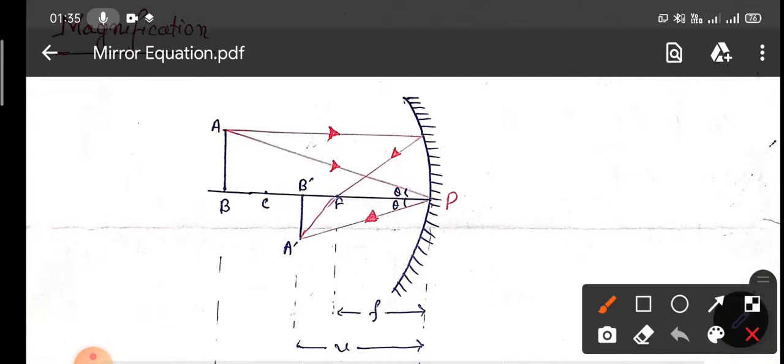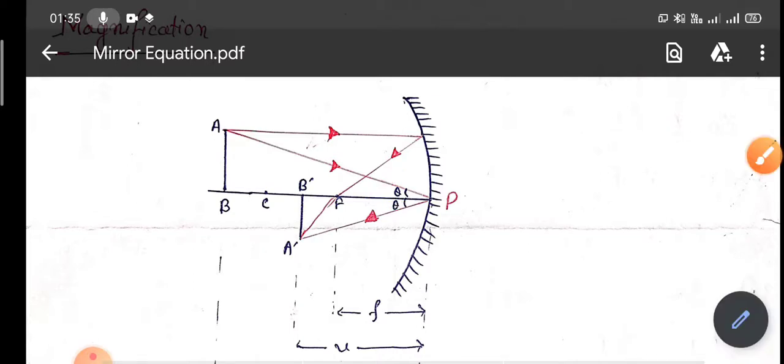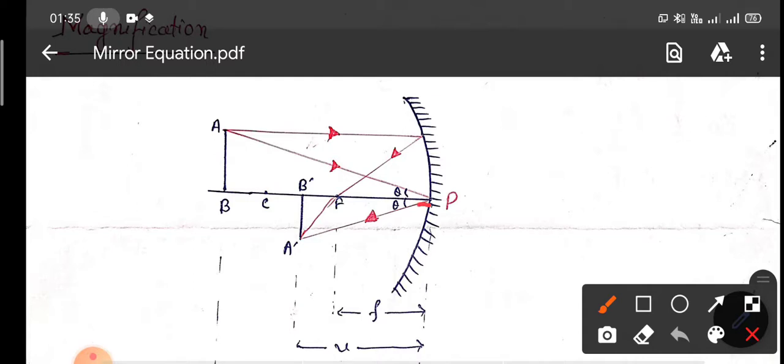If CP is your normal line, then suppose this angle is theta, your incident angle. You know that the incident angle and reflected angle are always equal, so the reflected ray will also make an angle theta. After reflection from the point P, it passes in this way. Now these two reflected rays meet at the point A prime. So at this point, your image will form.